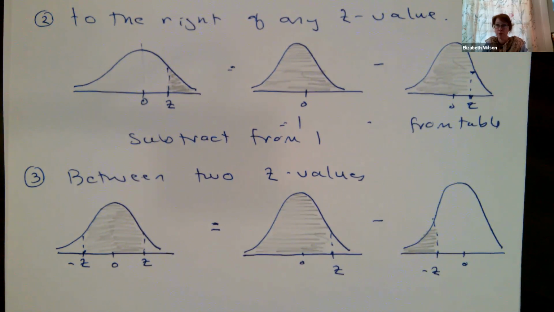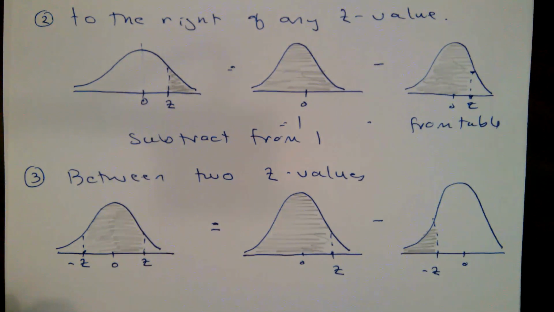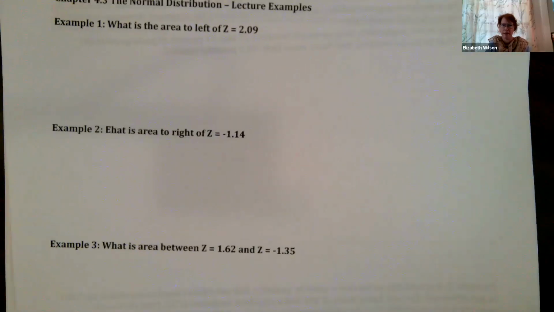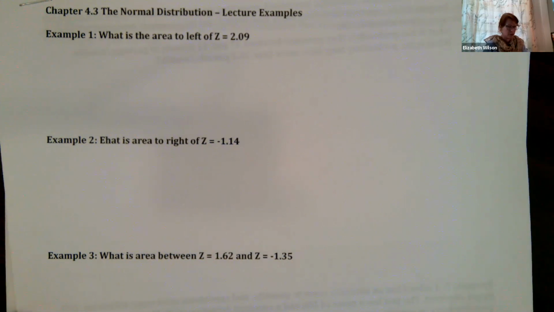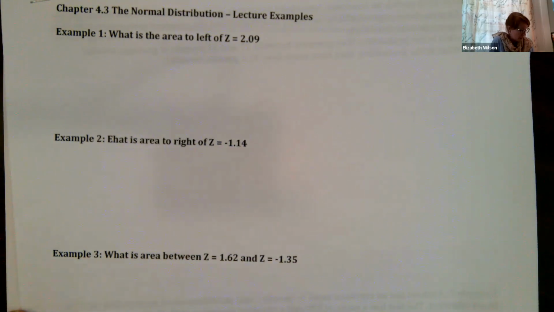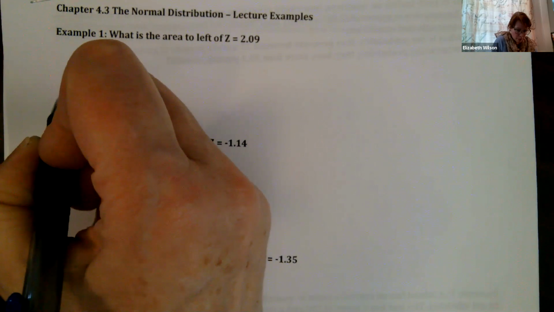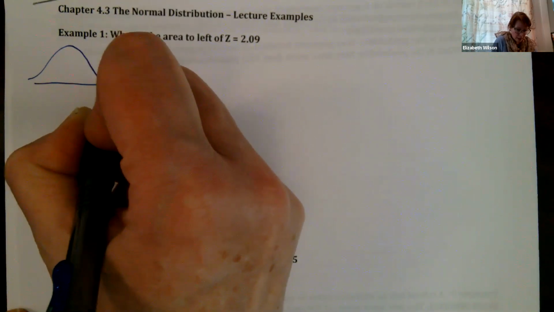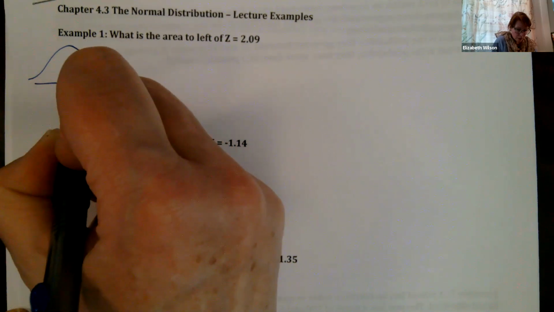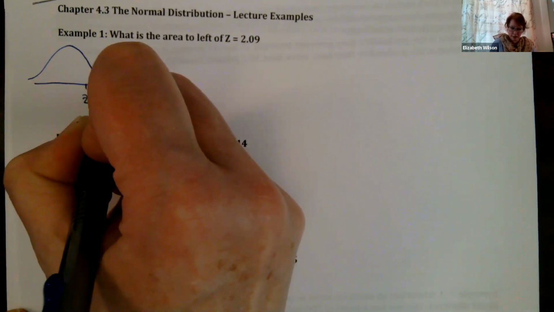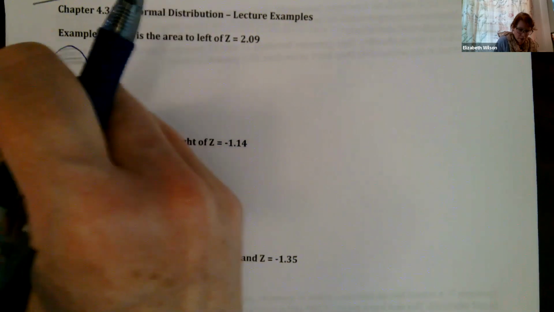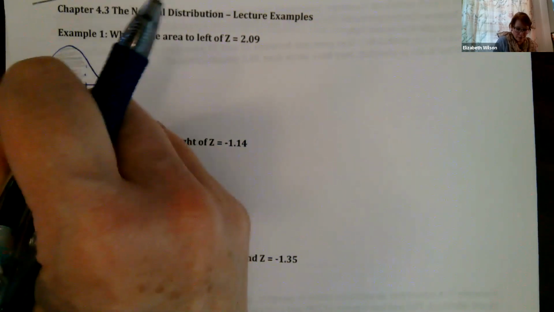These values here come from our z table. Okay, all set, great. Example 1: what's the area to the left of z equals 2.09? First let's draw this out. So I've got my standard normal, and I've got z equals 2.09, and I want to know the area to the left of that. So that's going to be this bit right here.